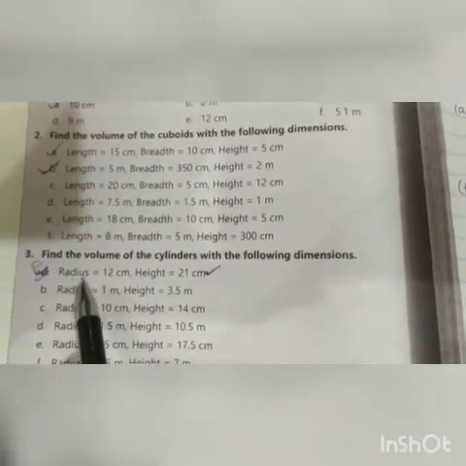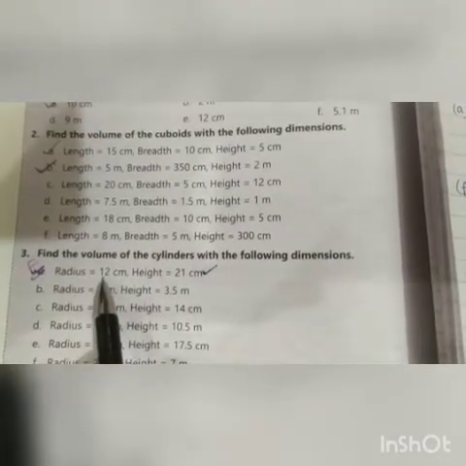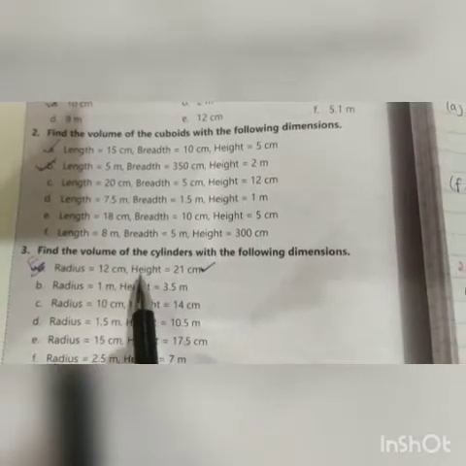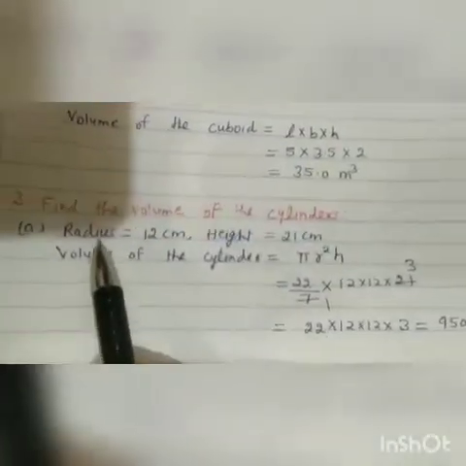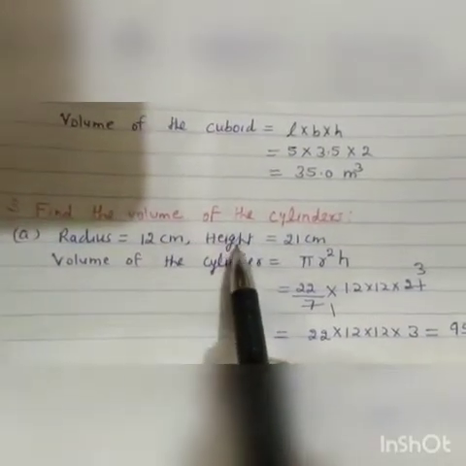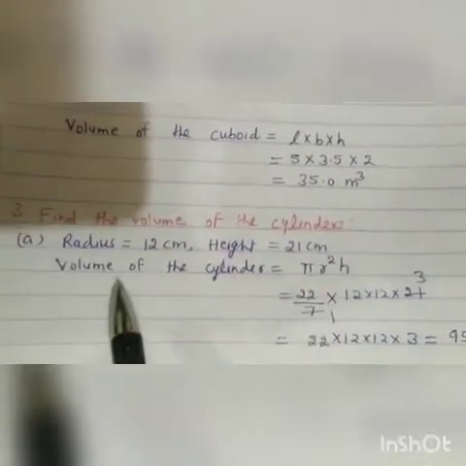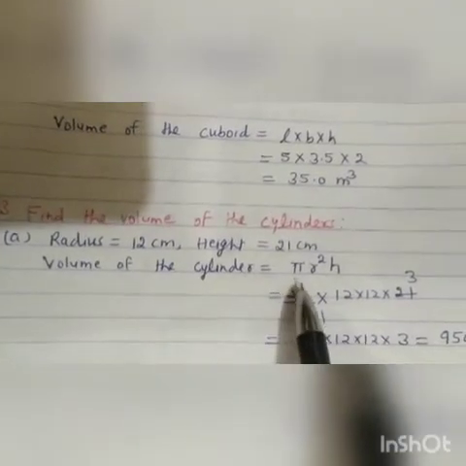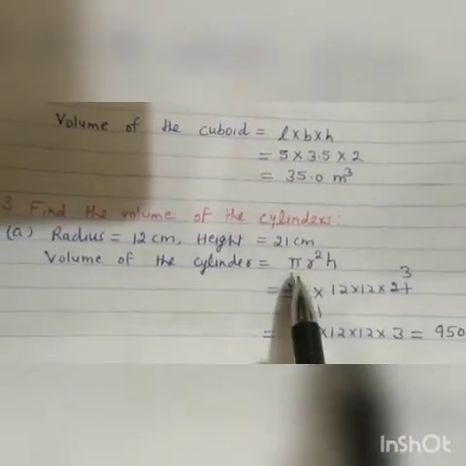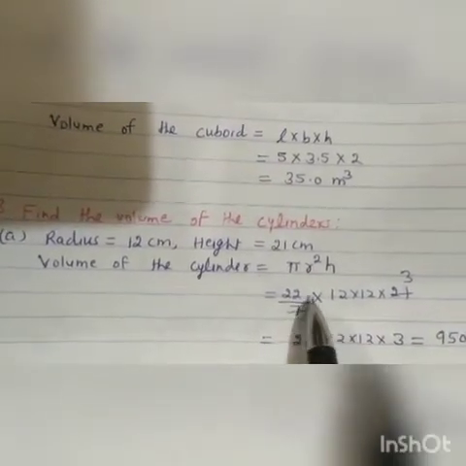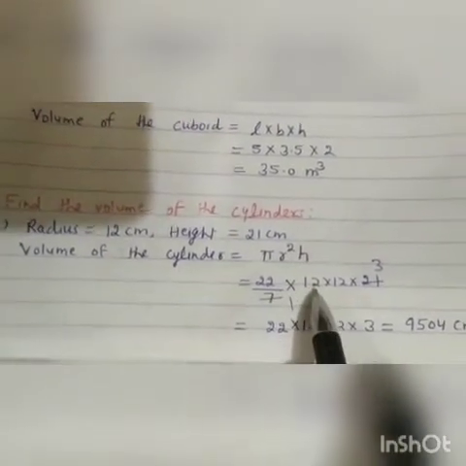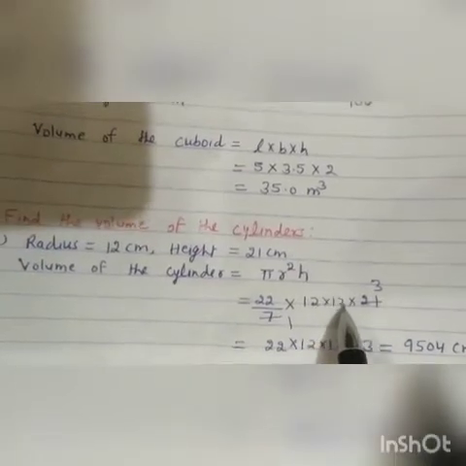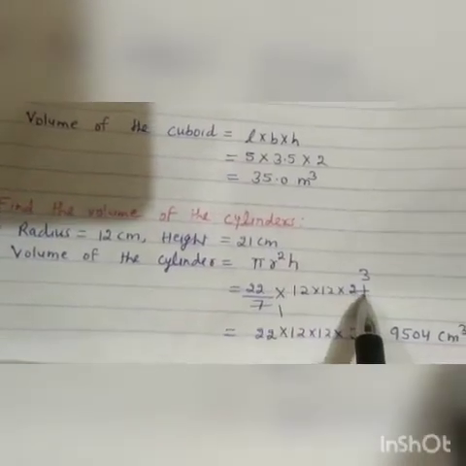In part A, the radius of the cylinder is given as 12 centimeter and the height of the cylinder is given as 21 centimeter. See here, radius is 12 centimeter, height is 21 centimeter. Volume of cylinder formula is pi r square h. Pi is 22 upon 7. R square, r is 12 centimeter, so we will write 12 two times, 12 into 12, h is 21 centimeter.